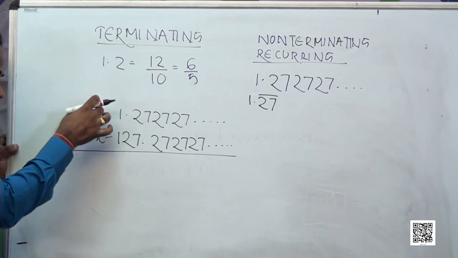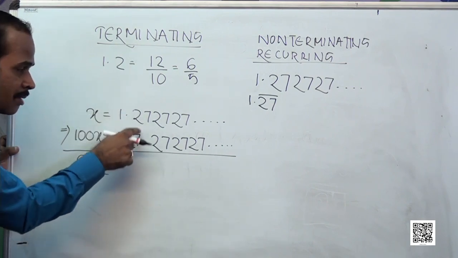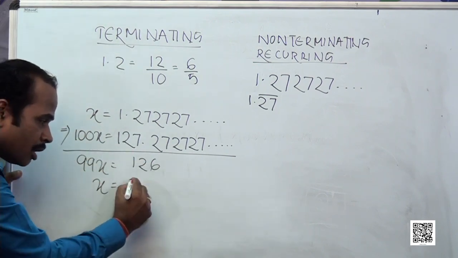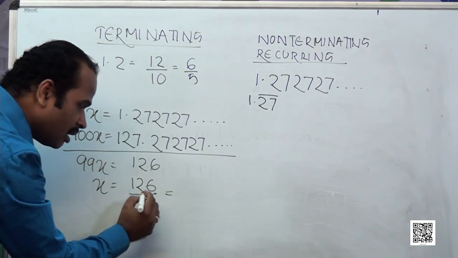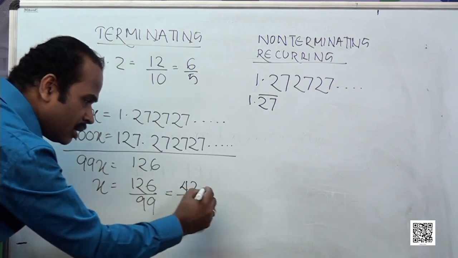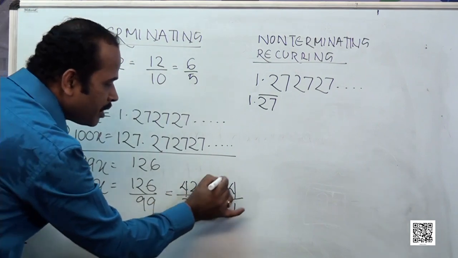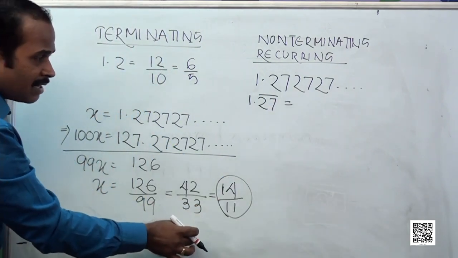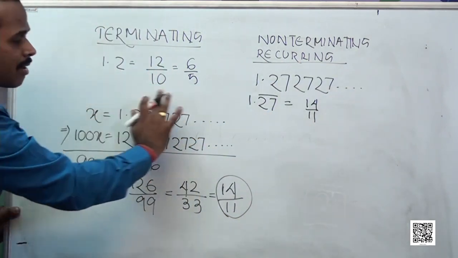So 100x minus x gives 99x, and this will be 127 minus 1, the difference of the integral parts, which is 126. So 99x equals 126, and x will be 126 by 99. Now we can minimize this by cancelling by 3, giving 42 by 33, and again it can be cancelled by 3, so you will get 14 by 11. So this will be your result. 1.27 bar, when represented in rational form, is 14 by 11. This is how the number is converted into rational form.